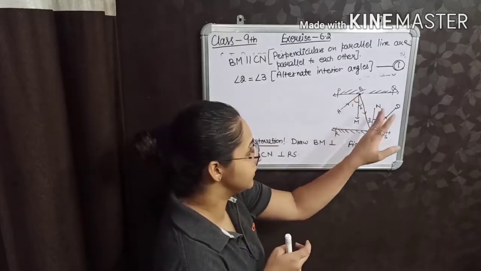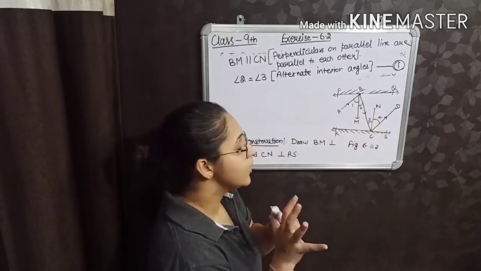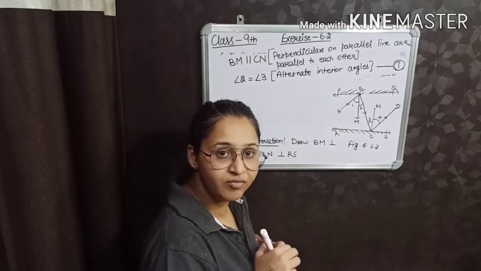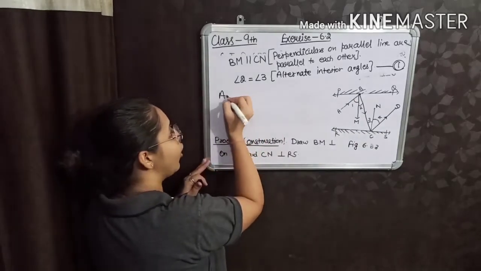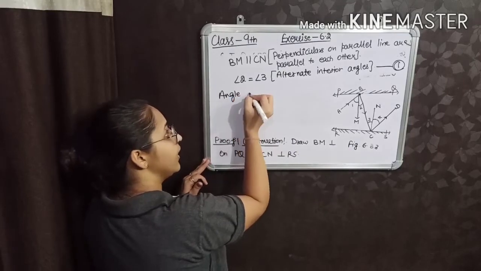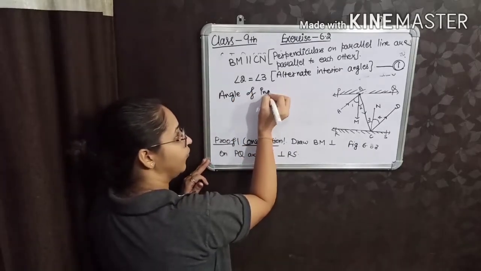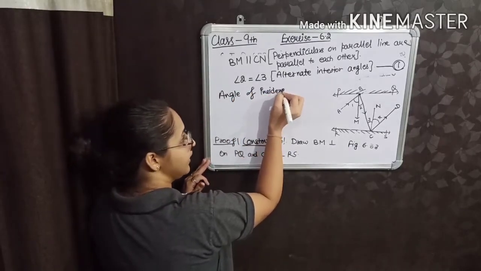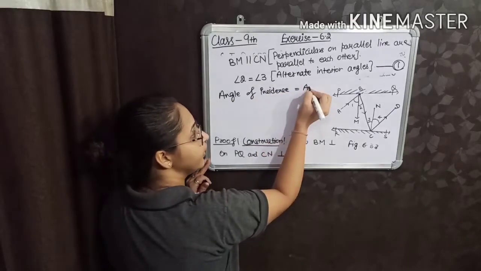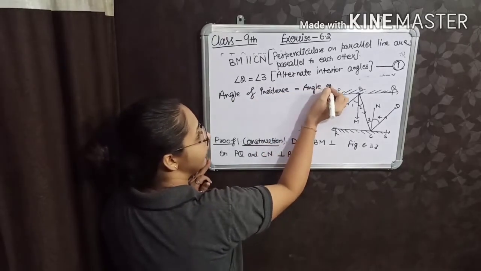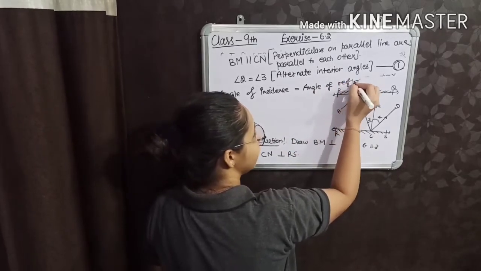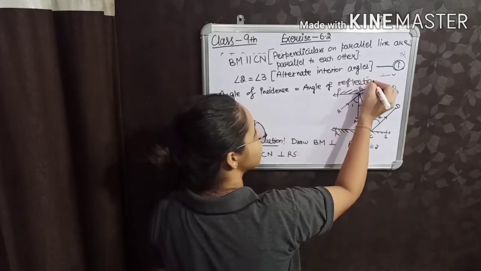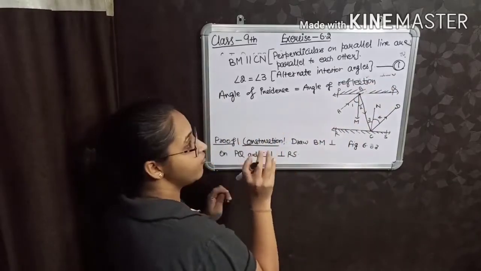Now, what do we have to prove? We have to prove AB is parallel to CD. According to the laws of reflection, the angle of incidence is equal to the angle of reflection. Angle of incidence is equal to angle of reflection. This is the law of reflection.